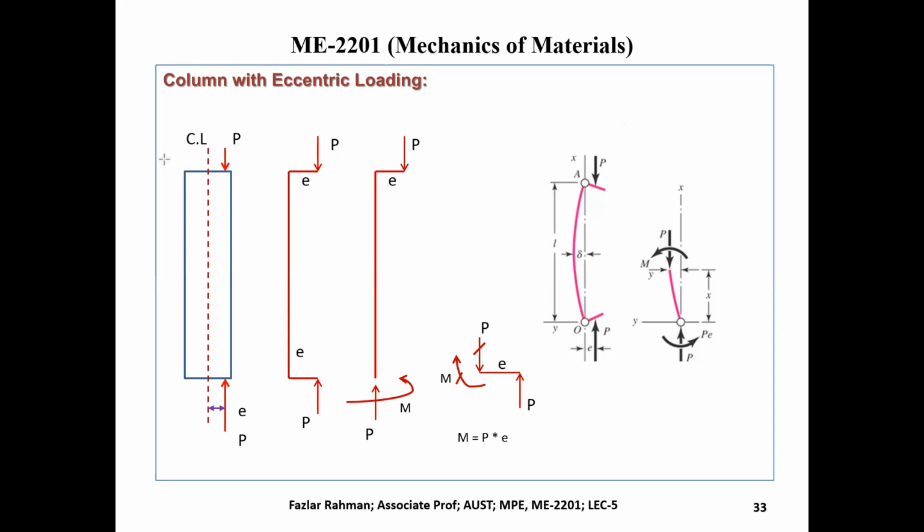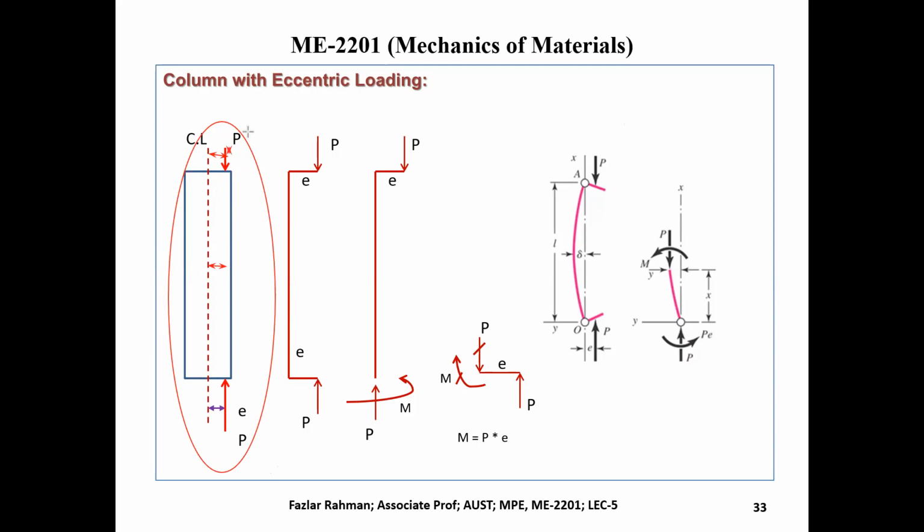So you see in this figure, the load is applied right over here. This much distance from CG to the load point, that means the distance from this point to this point, is called eccentricity. So we need to see what will be the effect if there is an eccentricity in the column.